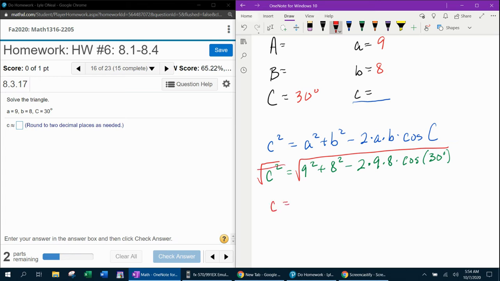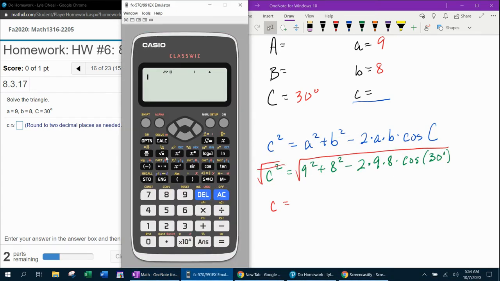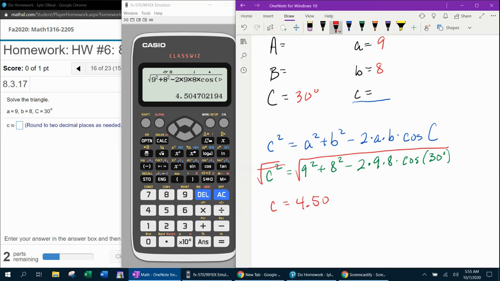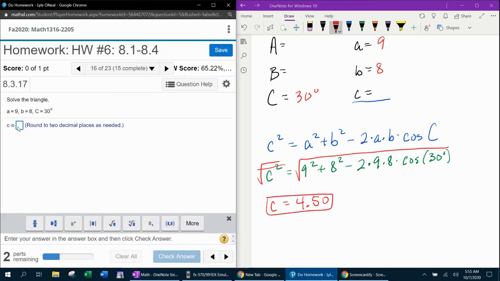And at this point, I can grab my calculator and calculate all of that at one time. Square root of 9 squared plus 8 squared minus 2 times 9 times 8 times cosine of 30 degrees. Please make sure you're in the right mode. And that needs to be rounded to 2 decimal places, 4.50. And let's see how we did.